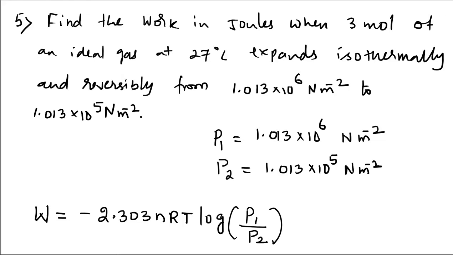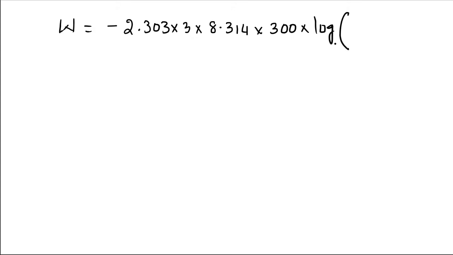So let's substitute the values. The work is equal to negative 2.303 times, how many moles of the gas are we using? 3 moles, and the R value is 8.314, and temperature 27 degrees centigrade means 300 Kelvin, times log of the initial pressure, that is 1.013 times 10 raised to the power of 6, divided by 1.013 times 10 raised to the power of 5.